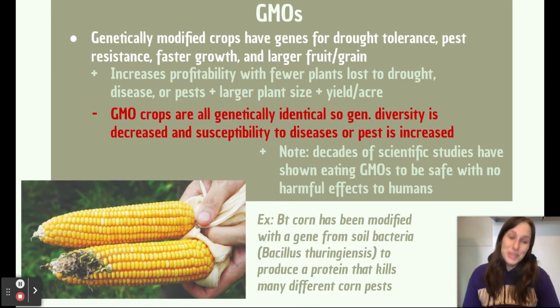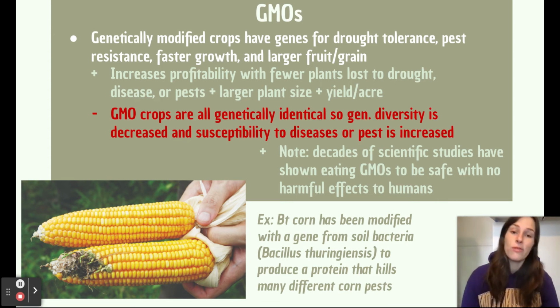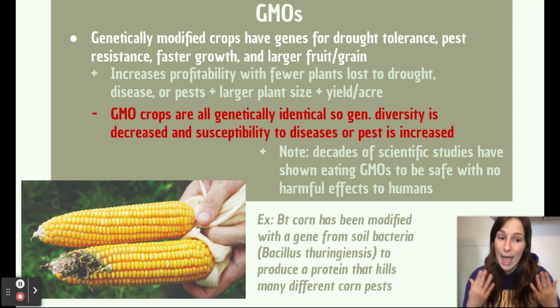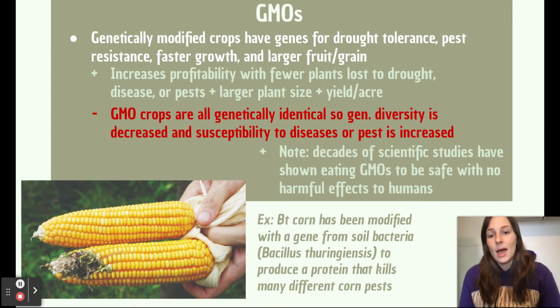Okay, so GMOs, again, genetically modified organisms. These are going to have genes. I just talked about ways that you can have genes for disease resistance, but you can do them for a lot of things. You could do drought tolerance. You could do pest resistance. You could make them grow faster. You could have them grow more fruit, more grain, whatever type of plant you're looking at. Now, a benefit is that you get increased profitability with fewer plants lost to drought, disease, or pests, and you get larger plant sizes and greater yield per acreage. And remember, greater yield means more people being fed.